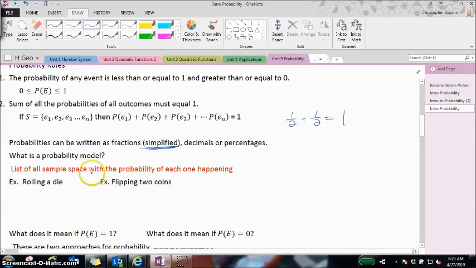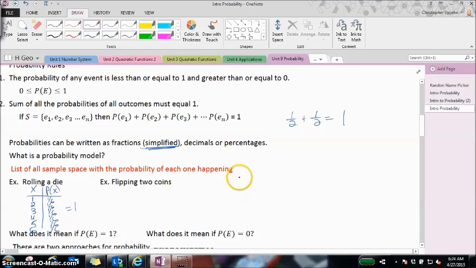What is a probability model? A list of all the sample space with the probability of each one happening. So rolling a die. Well, we have 1, 2, 3, 4, 5, or 6. You can get one of those things. A die has 6 sides. The probability of that happening is 1/6 for each of them, as long as it's a fair die, we're not cheating. And again, all those add up to 1.